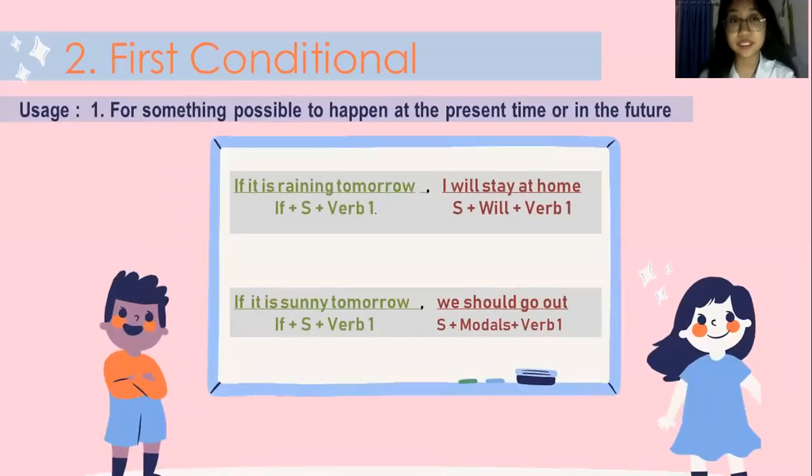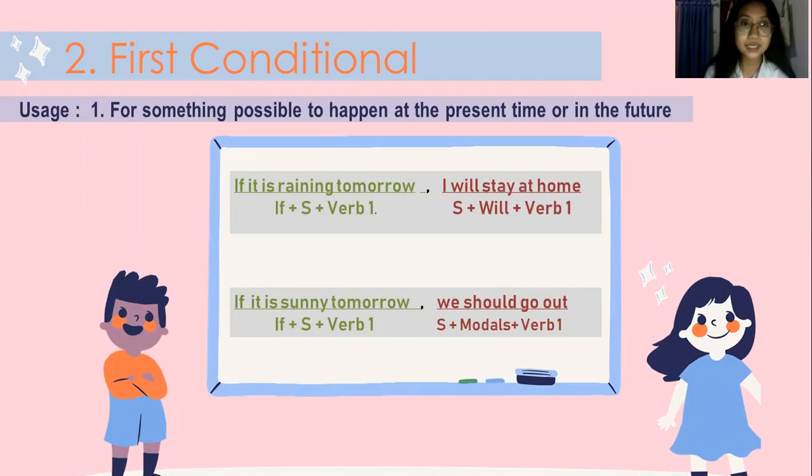Second, we have the first conditional. For the first usage, first conditional is used for something possible to happen at the present time or in the future. If you look at the example here, if it is raining tomorrow, I will stay at home. So raining tomorrow will be raining. It's possible to happen, right? It is possible to happen in the future.